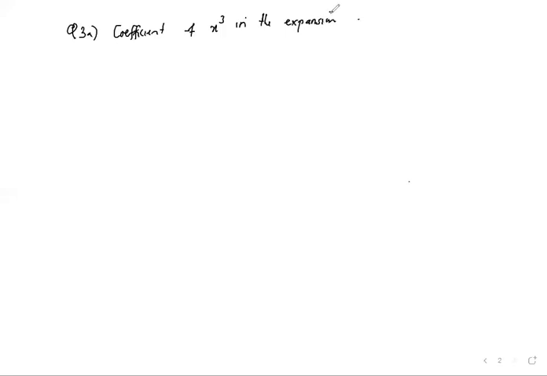In the expansion of (1 minus 2x) to the power 7 times (3 plus x) to the power 2. So if you expand this, your interest is the term that has x to the power 3.